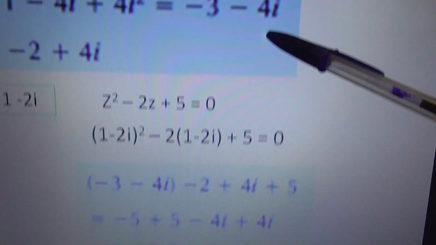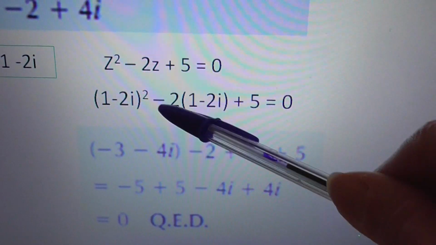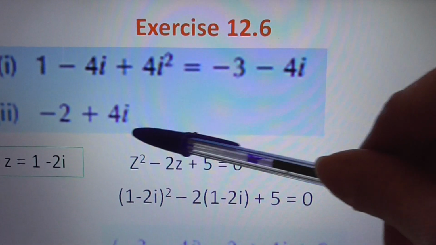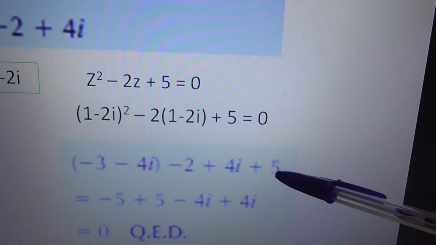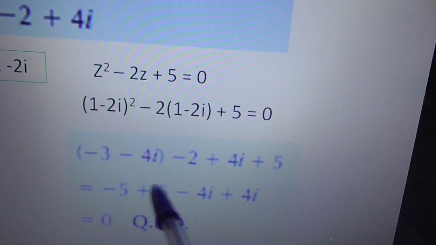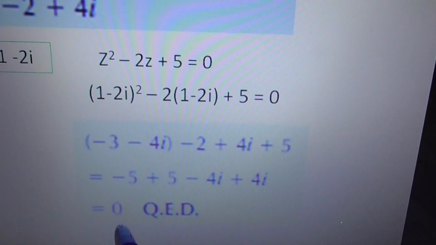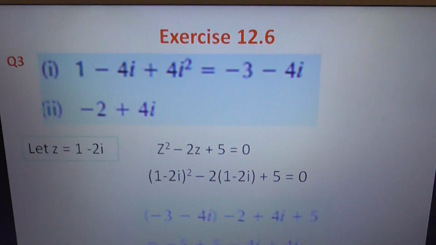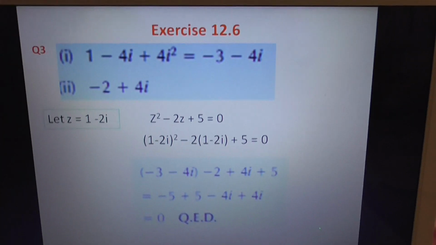So the answer to that worked out to be minus 3 minus 4i. So the work is already done. Minus 2 times that, which we've already done in part 2, is minus 2 plus 4i. And then bring down your plus 5. Then just group real with real and imaginary with imaginary. The 5's cancel and the 4i's cancel, so you get 0. Therefore, my left-hand side is equal to 0, my right-hand side was 0. So 1 minus 2i is a root of that quadratic.